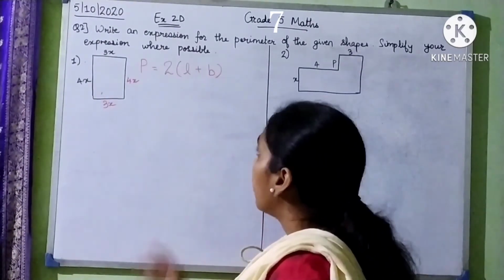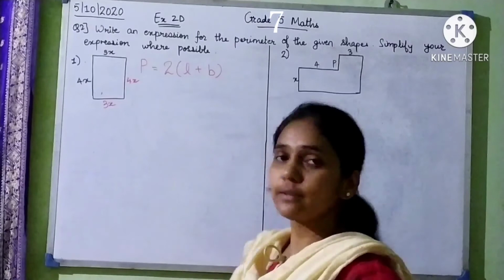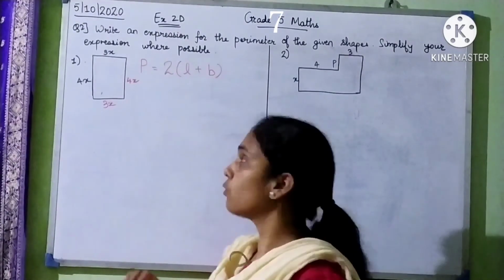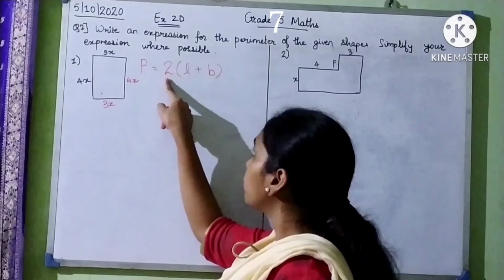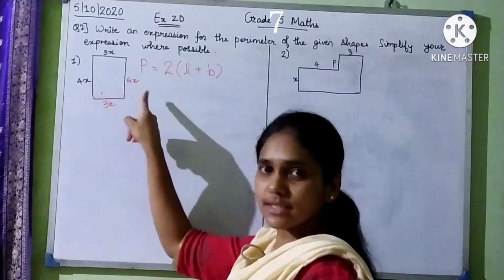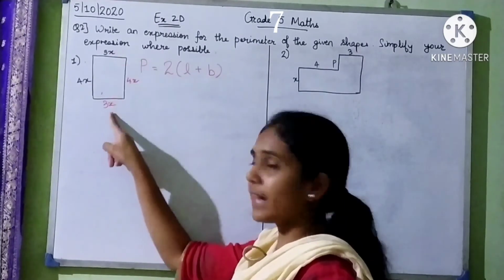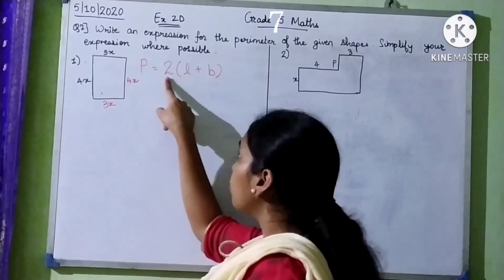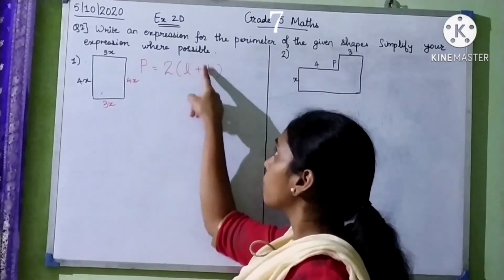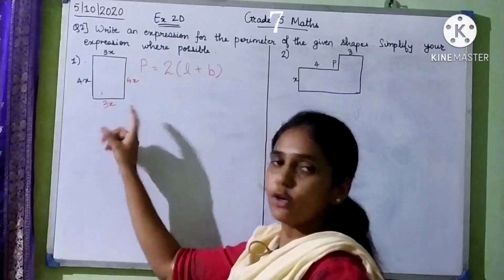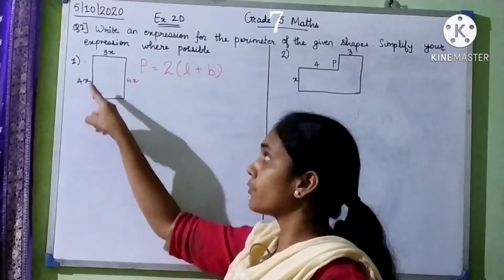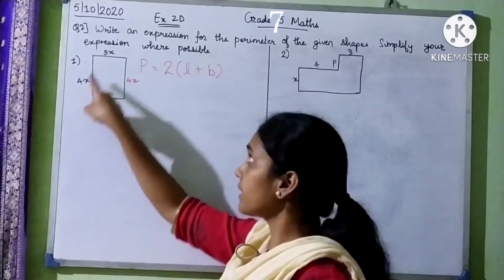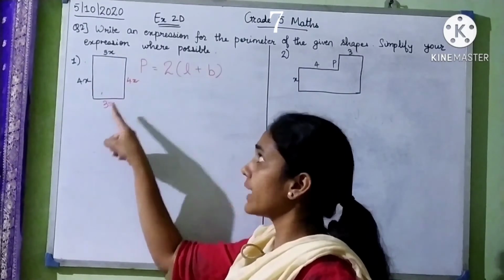So now this is the formula for the perimeter of a rectangle. How does that come? We have two 4x sides, so it is 2 into length. There are 2 lengths and there are 2 breadths. So we have 2 multiplied by (length plus breadth). Why is there a plus sign here? Because to find the perimeter means we have to add all these sides. So we have to add 4x plus 3x plus 4x plus 3x.